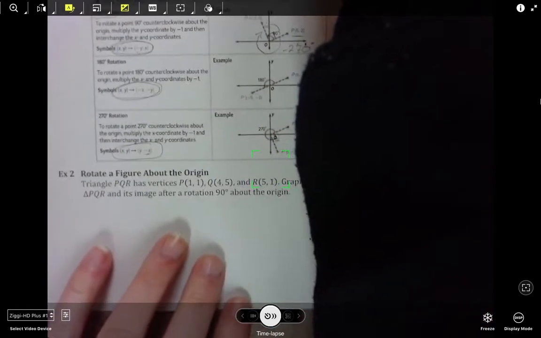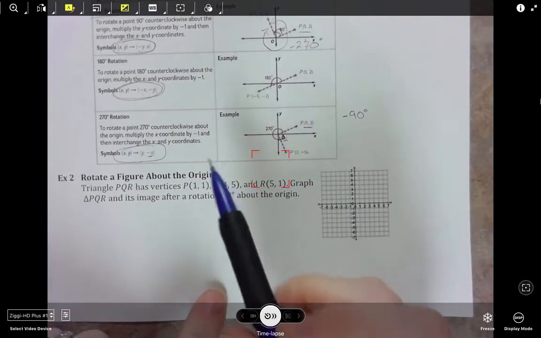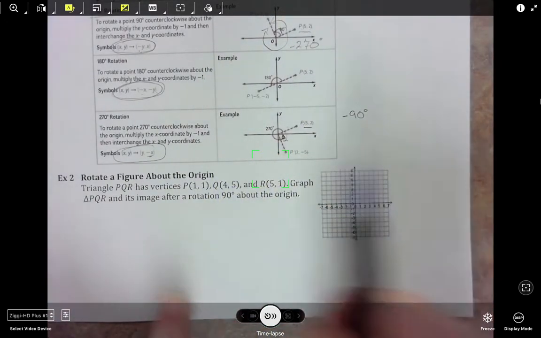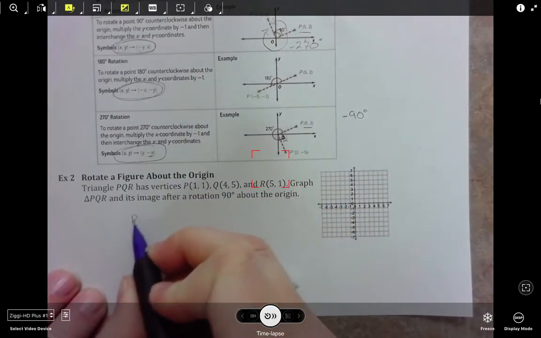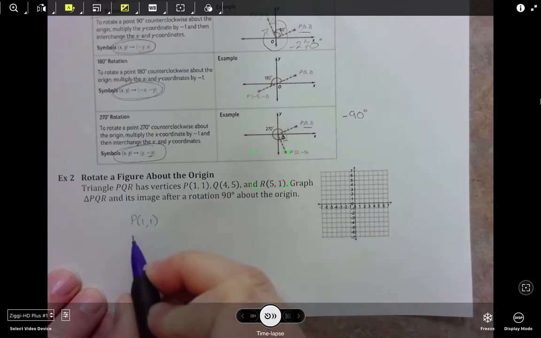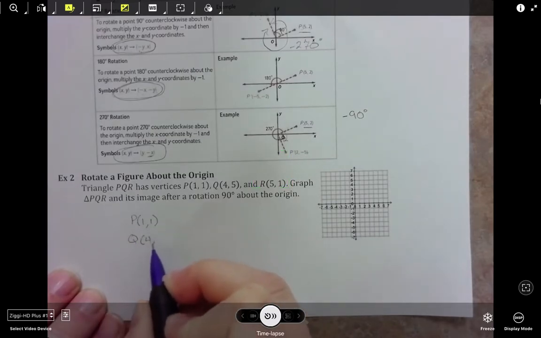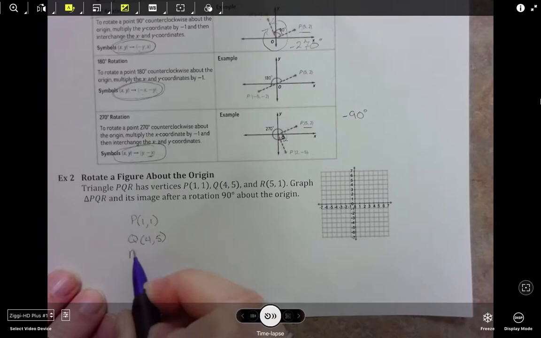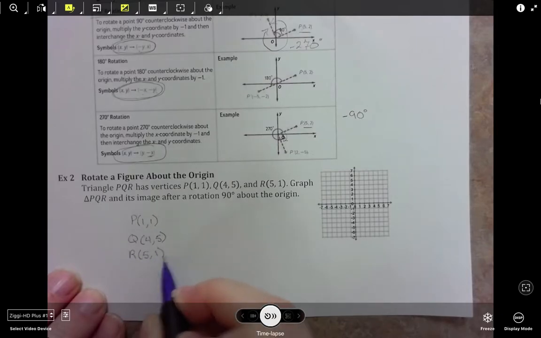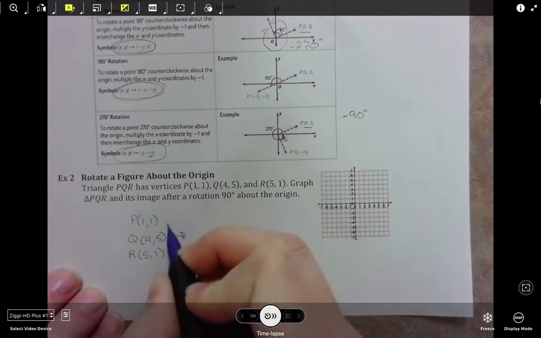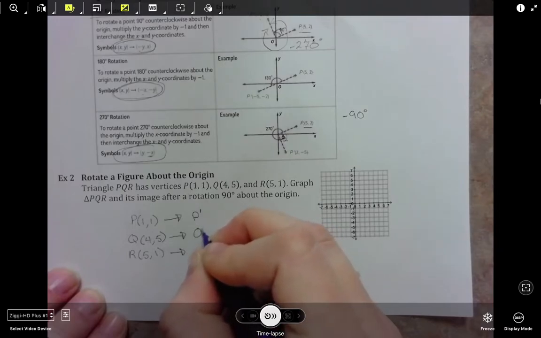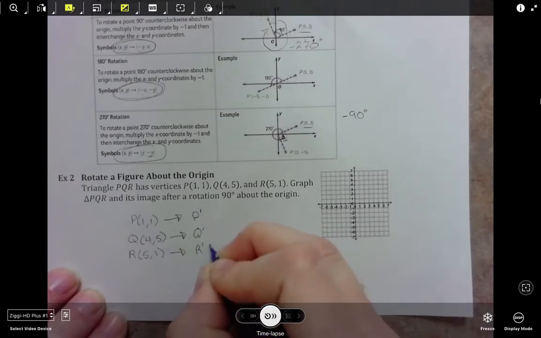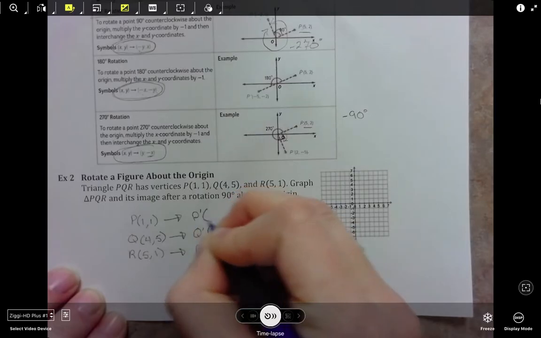So we're going to use that cheat sheet, and we're going to go down here, and we are going to figure out what each one of these will become. So 1, 1, 4, 5, and 5, 1. I'm just going to start by writing those out here like this, because this is just better organized. Okay, and I'm going to show what they will become. From before, you might remember that we call them the prime. So this is P prime, Q prime, and R prime. And they're going to have new coordinates, okay?